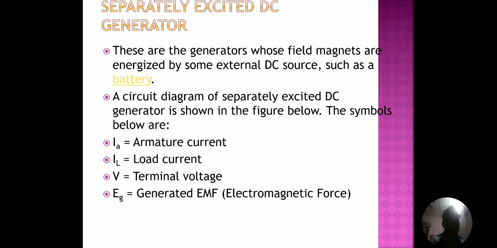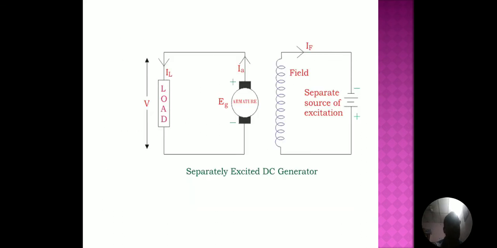And the second one is the separately excited DC generator. These are the generators whose field magnets are energized by some external DC source such as a battery. The circuit diagram of this DC generator is shown here. We can see clearly here the field winding is connected to a separate battery source.